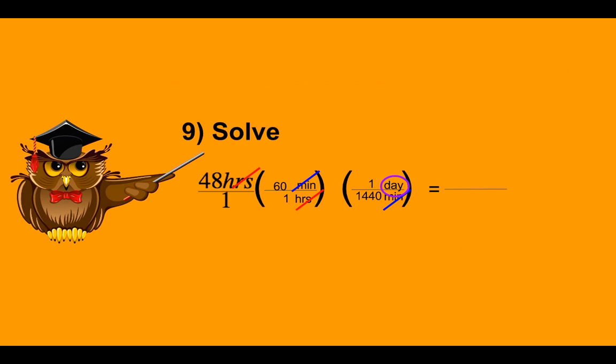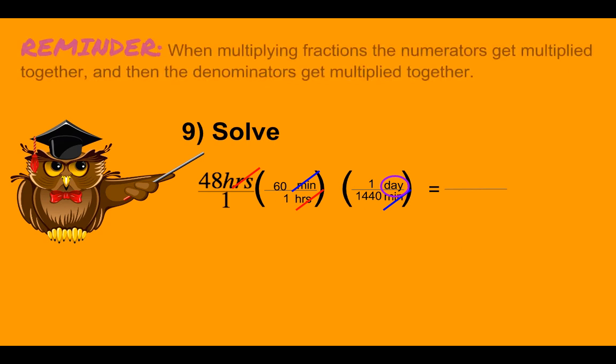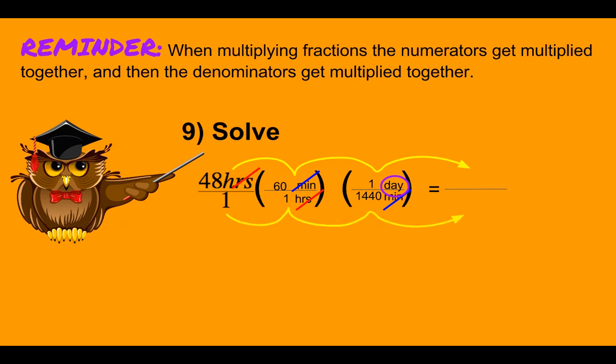So here we've got it. Just another algebra reminder. When calculating and multiplying fractions, you multiply the numerators together and you multiply the denominators together. So we've got that happening and that happening, so we end up with these two numbers. Don't forget the unit, days.